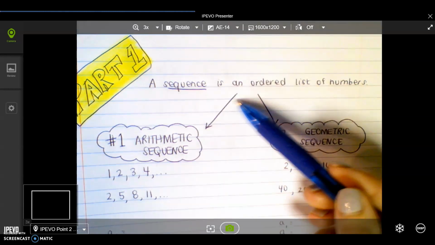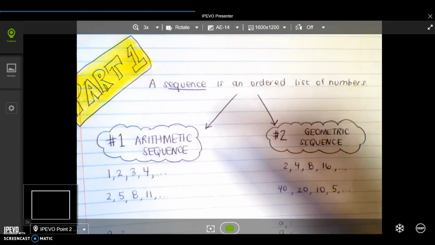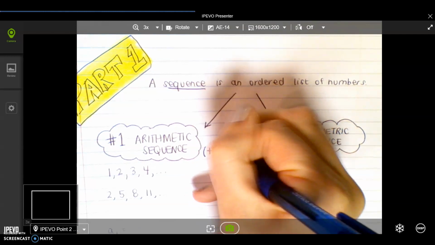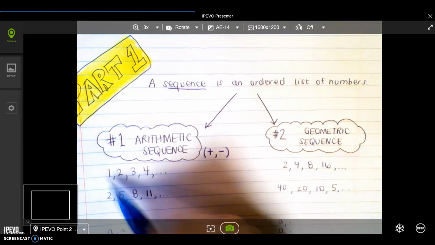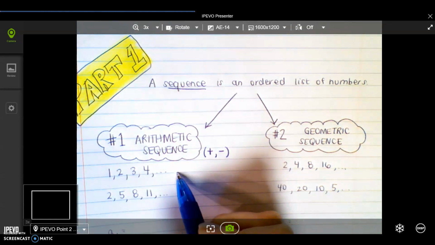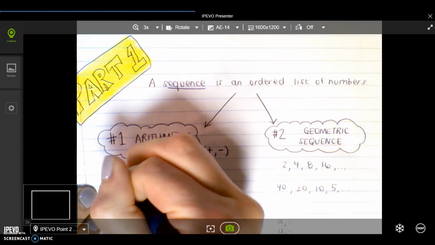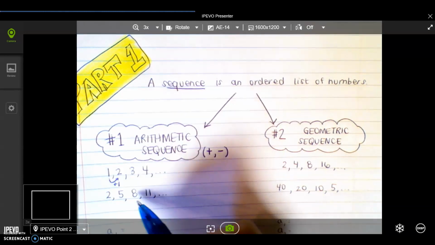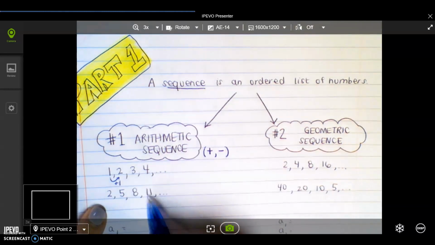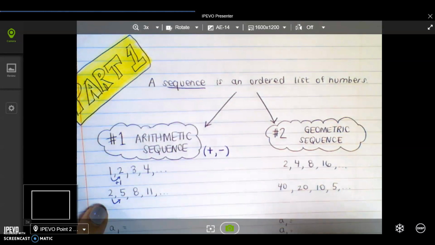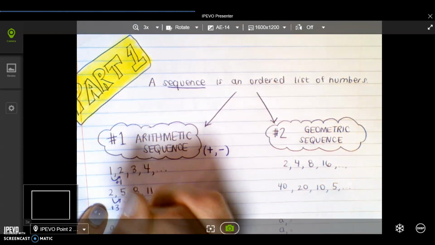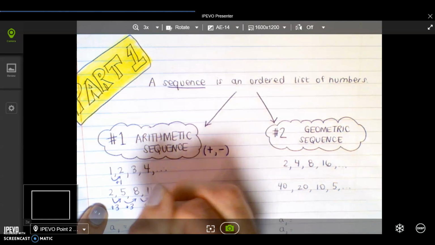The difference between arithmetic and geometric is what type of pattern you see in the sequence. So arithmetic sequences have adding or subtracting patterns, where you add and subtract the exact same number over and over and over and over again. So if I add 1 over and over again, I get this first sequence starting with 1. The second sequence, 2, 5, 8, 11, I'm adding 3 each time. So it's an arithmetic sequence where I add 3 each time.